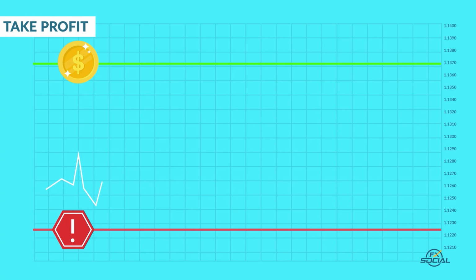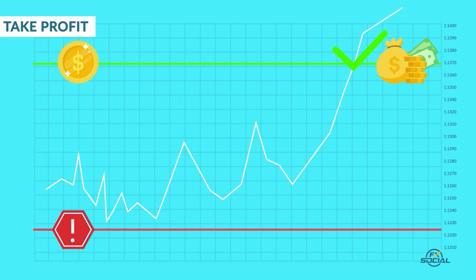Take profit. A take-profit order is a standard order to close a profitable position once it reaches a certain level of profit. Selling at this price ensures that the trader will make a profit on the trade. Take profit is abbreviated as TP.